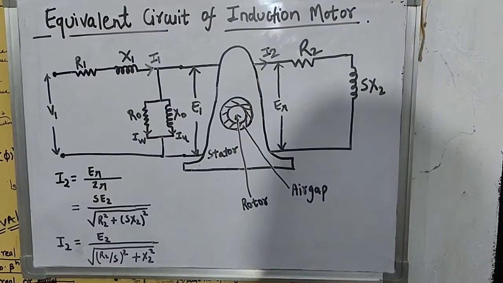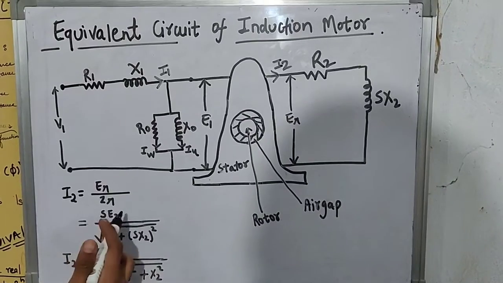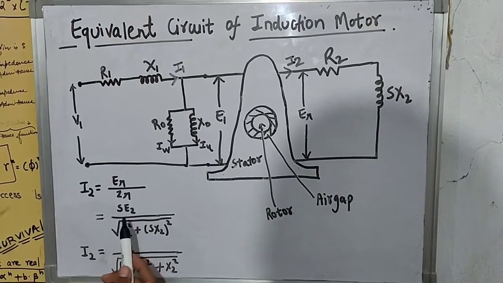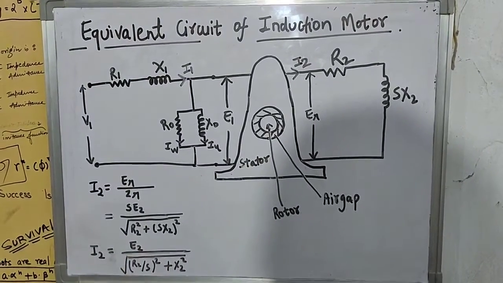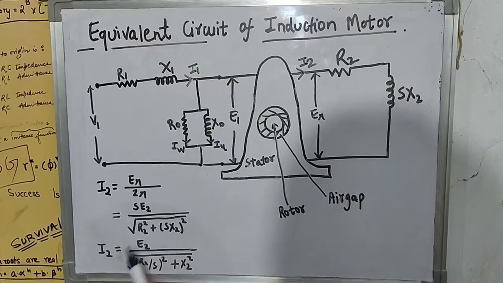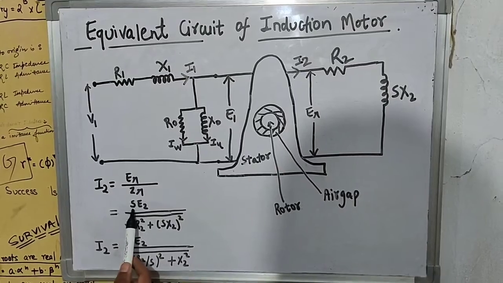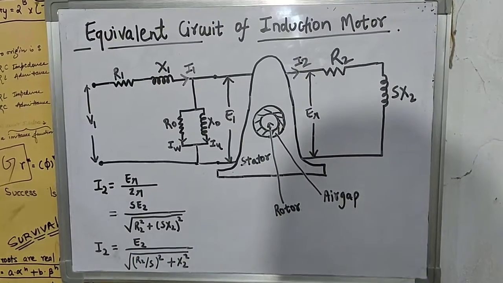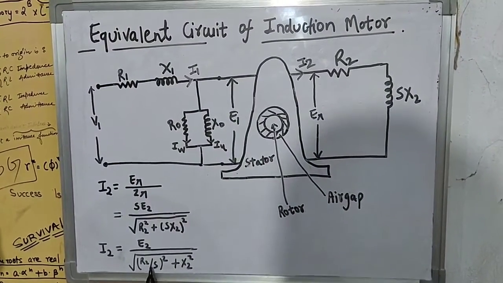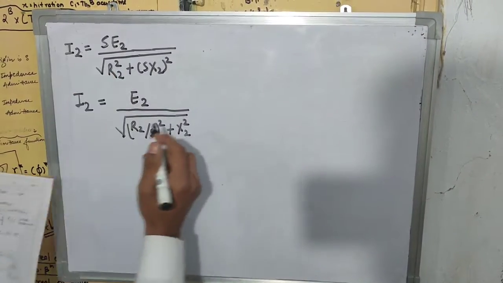Now we have considered the equivalent circuit of the rotor only, and we write the equation of the rotor current I2. We can write I2 as ER upon ZR. Now ER can be written as SE2, which is slip times the maximum EMF induced in this condition, that is E2, and ZR can be written as under root R2 square plus SX2 whole square. Now, if we simplify the equation, we can send this S to the denominator, which turns the equation into E2 divided by under root R2 upon S square plus X2 square.